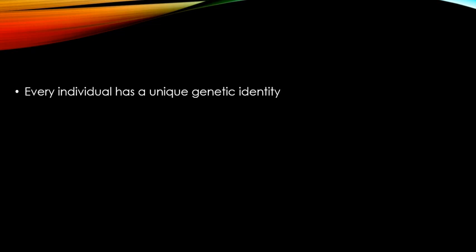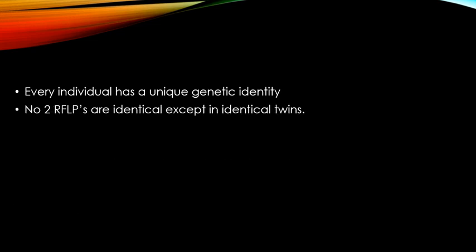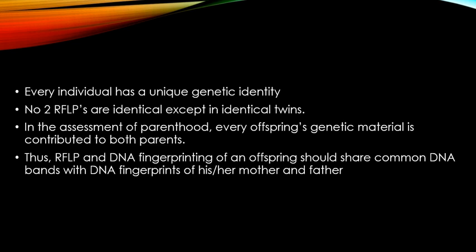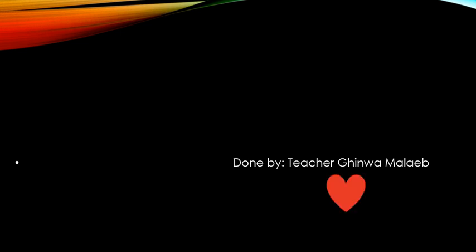Every individual has a unique genetic identity, so this is why two RFLPs cannot be identical except for identical twins. In the assessment of parenthood, every offspring's genetic material is contributed by both parents. So the RFLP and the DNA fingerprint of an offspring should share common DNA bands with the DNA fingerprints of his or her mother and father. So every band for the child should match with a band either coming from the father or coming from the mother. This is how we determine parenthood by the RFLPs.